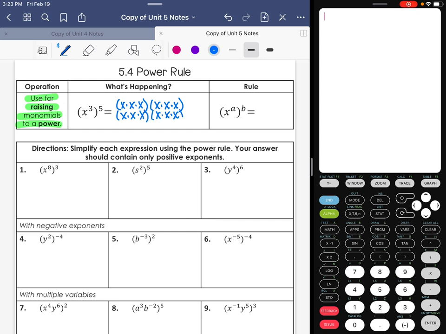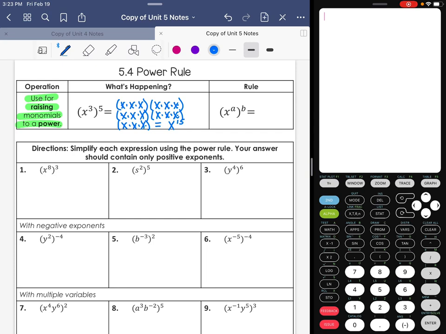So I'm going to write all that out, and we'll see what that equals. So you can see we have 5 sets of x to the third. So we have 3 x's 5 times. So if you count all those, you have 1, 2, 3, 4, 5, 6, 7, 8, 9, 10, 11, 12, 13, 14, 15. So you have x to the 15th power.